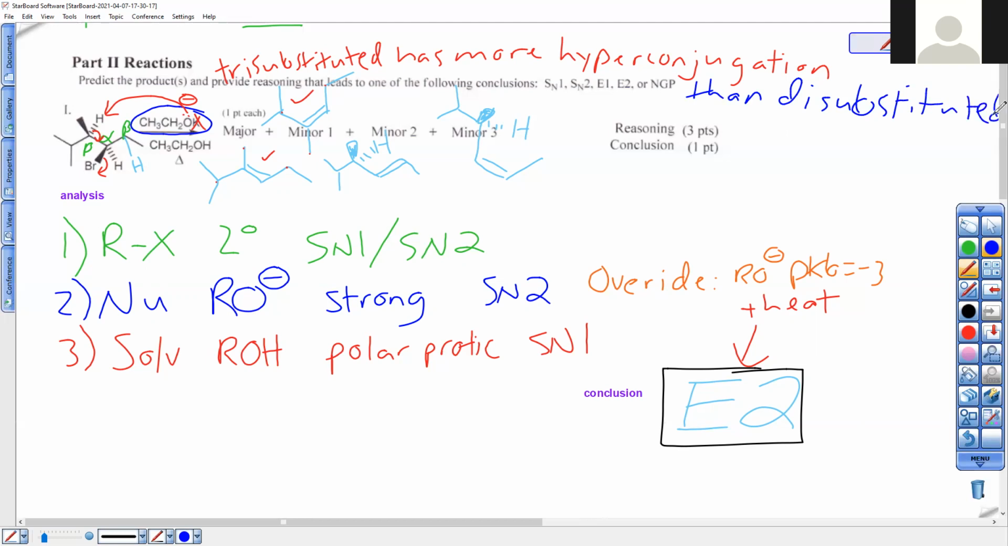If it sounds vaguely like the same discussion for cation stability, it's because it is exactly the same discussion. It's the same concept. It's hyperconjugation. So these two have more hyperconjugation. So why is this one better than the minor here? Because it's got the same hyperconjugation and less steric hindrance. So there you have it. So that's good for that.